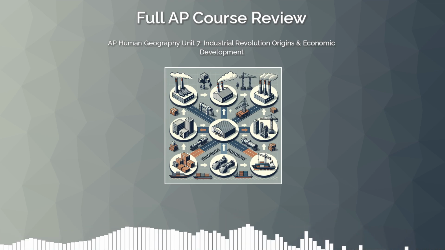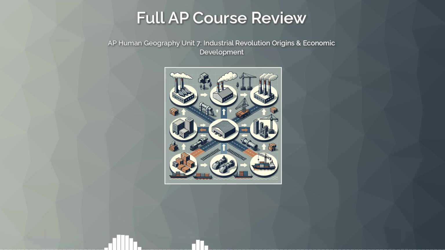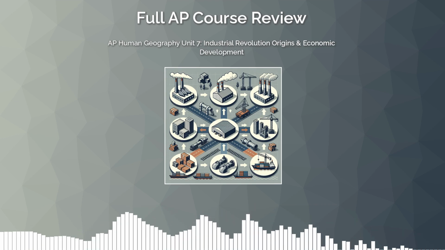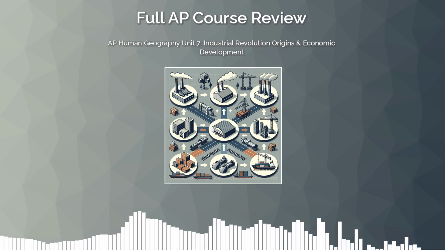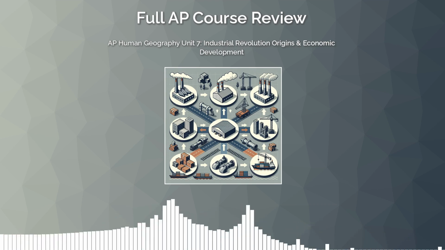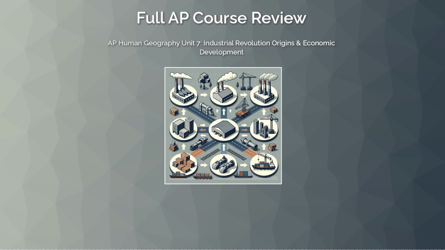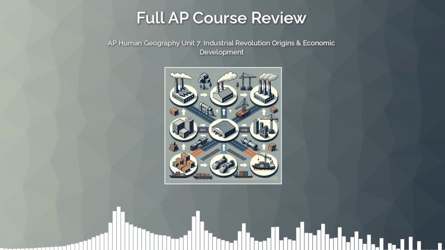The multiplier effect is critical here, and it almost always appears on the AP exam in some form. When a tourist spends $1 at a local restaurant, that dollar doesn't just disappear. The restaurant owner pays staff, buys produce from local farmers, and pays rent to a local landlord, each of whom then spends that money again. The original dollar ripples through the local economy multiple times, amplifying its impact.